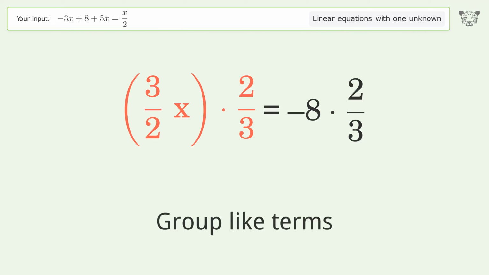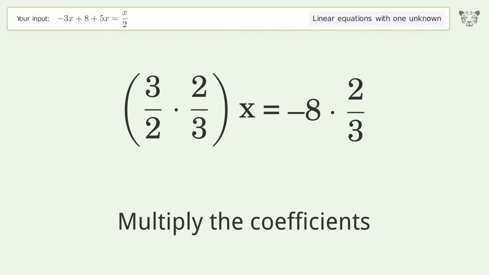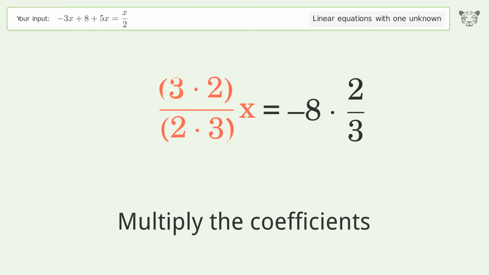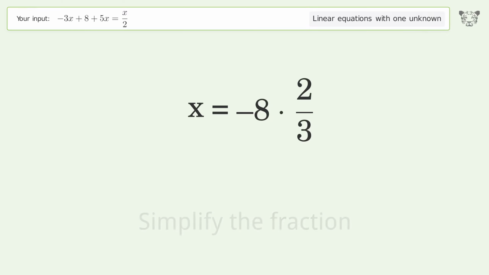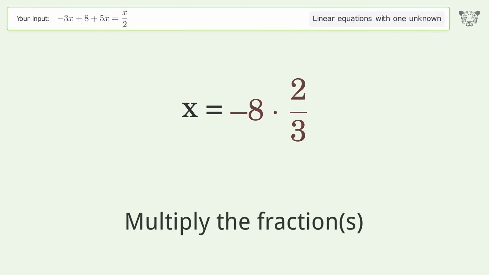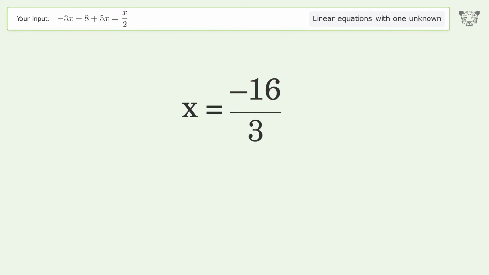Group like terms. Multiply the coefficients. Simplify the fraction. Multiply the fractions. Simplify the arithmetic. And so the final result is x equals -16/3.